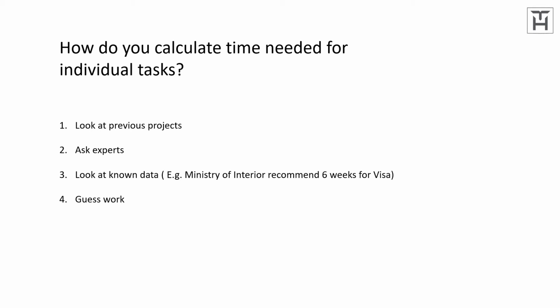Now you can also look at known data. For example, the Ministry of Interior recommend that it'll take 6 weeks to get a visa for someone from Iraq to Jordan, and that's on their website, so that's known data. Another example of that from the How to Cook Lasagna project would be, look at the packet. It says that it takes 45 minutes to cook the lasagna once it's ready. That is known data. And the last thing you can do is quite frankly, guesswork. This isn't obviously ideal, but sometimes, you have to give it your best guess. In those situations, it's better to slightly overestimate than underestimate.